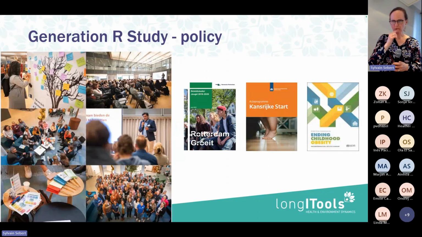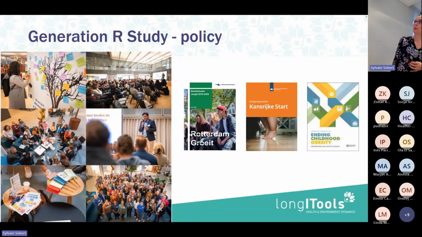So how do we try to contribute to policy? On the left, you see some pictures of an event that we had together with the City Council, where we brought together medical researchers, policymakers, young adolescents at that time, mothers of our adolescents, fathers as well, and where we discussed what should be priorities for policy in the city.